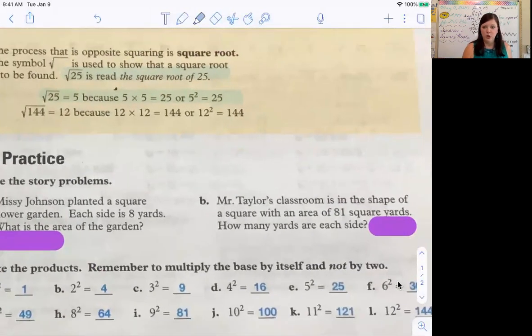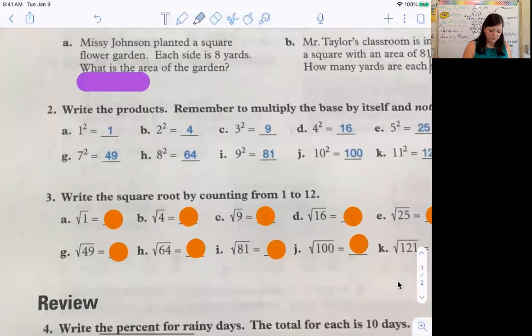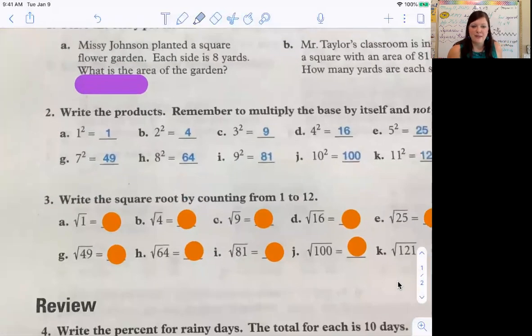Now, Joshua, I know you're excited about letter B, but we're going to hold off on that and do it at the end, so hang tight. All right, section 3. Write the square root by counting from 1 to 12. The square root of 1 equals, well, what is 1? What can we multiply to get 1? 1, because 1 times 1 is 1.